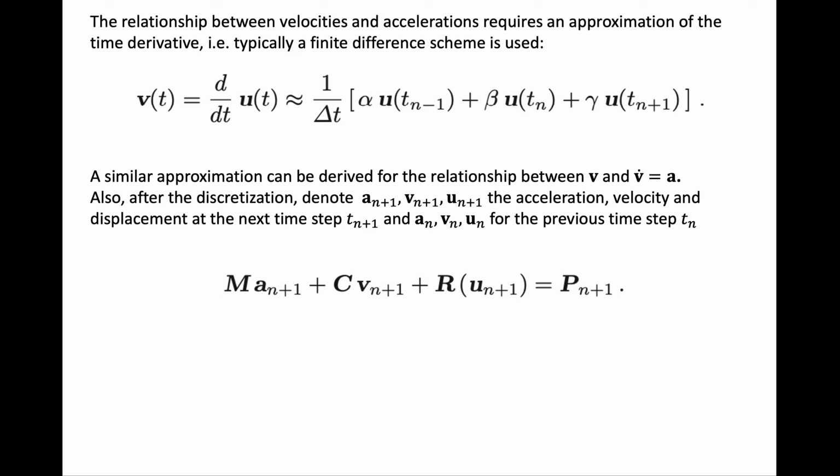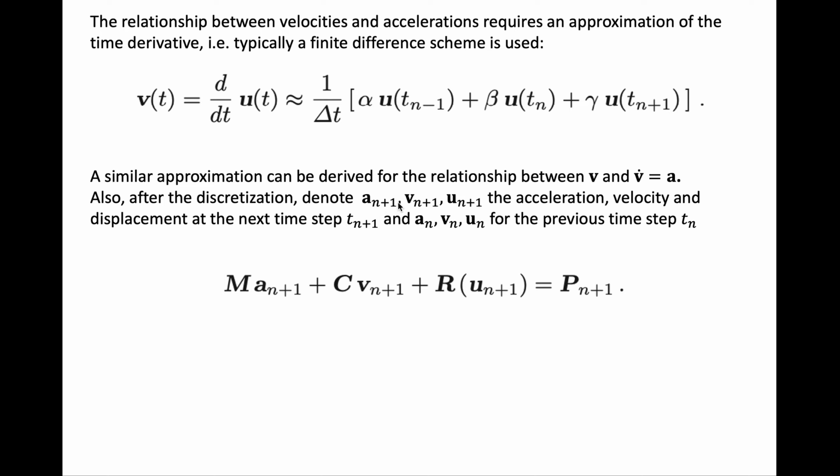So the v of t is the derivative of the displacements, and it usually is approximated with some finite difference scheme, like I said, with some weights for the displacement at the previous time step, the displacement at the current time step, the displacement at the next time step. And then, once you introduce this type of discretization, you have to do something similar for the acceleration. Then you can think of having the unknowns are the acceleration, velocities, and displacements at the next time step.